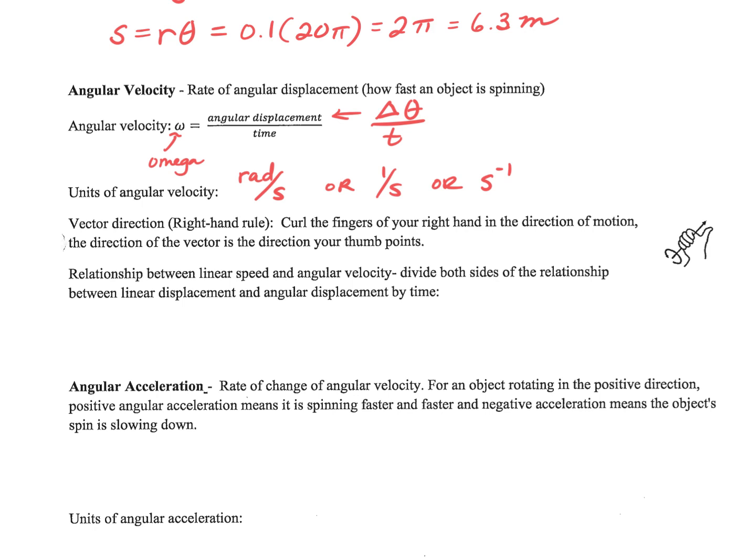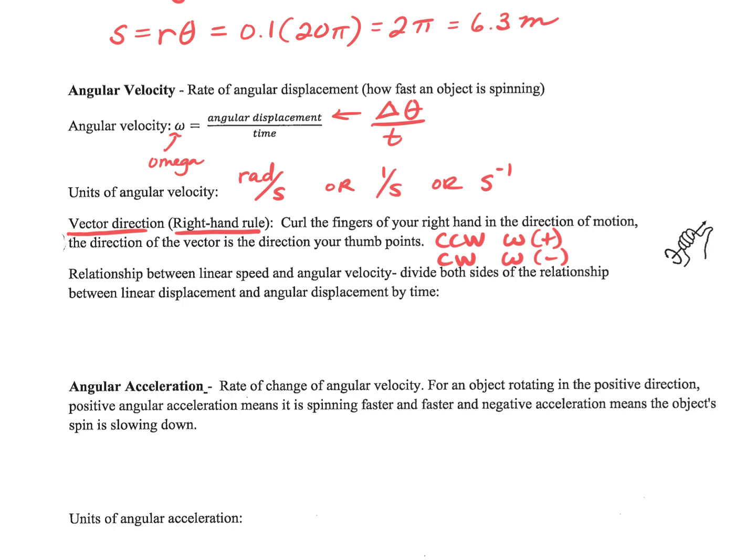Okay? So the vector direction is going to be given by the right-hand rule. You curl your fingers in the direction of the movement. We know that counterclockwise means that omega is positive, and clockwise means that omega is negative, because counterclockwise makes my thumb go in the positive direction, and clockwise makes my thumb go in the negative direction, doesn't it?